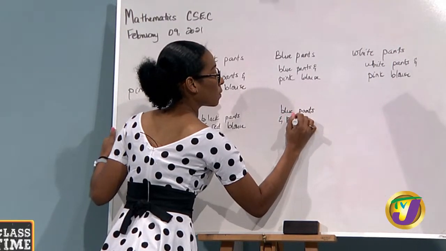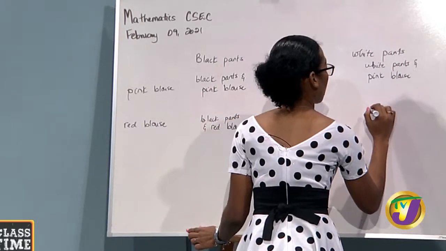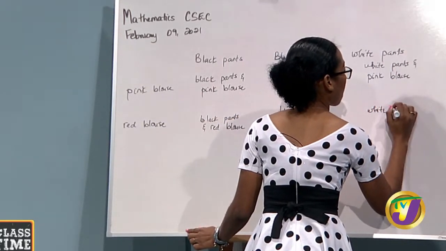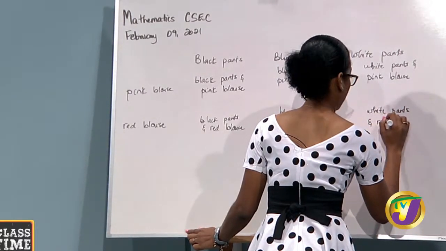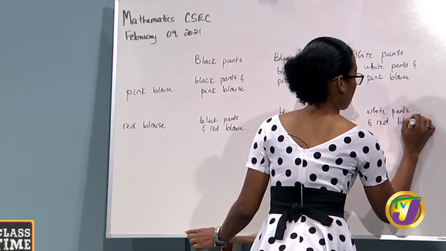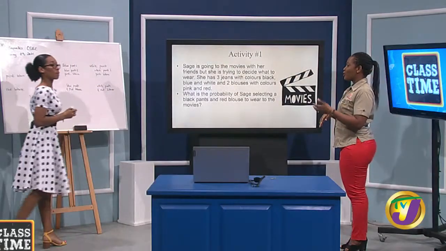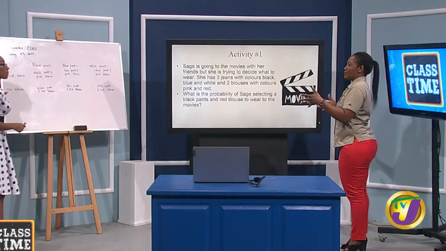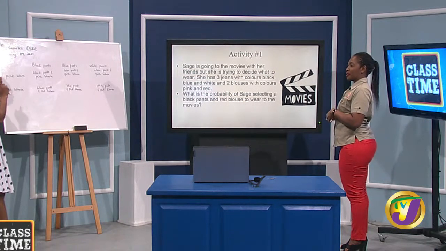Red blouse. And then she can wear the white pants with the red blouse. So the question says, what is the probability of Sage selecting black pants and a red blouse to wear to the movies? So basically we're asking, if she were to combine her blouse and her pants, how many times, really and truly, do you see that combination of the red blouse with the black pants?